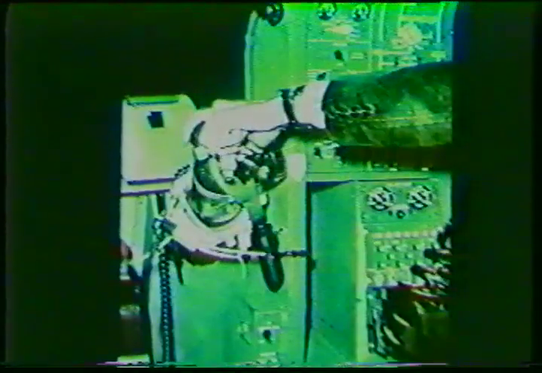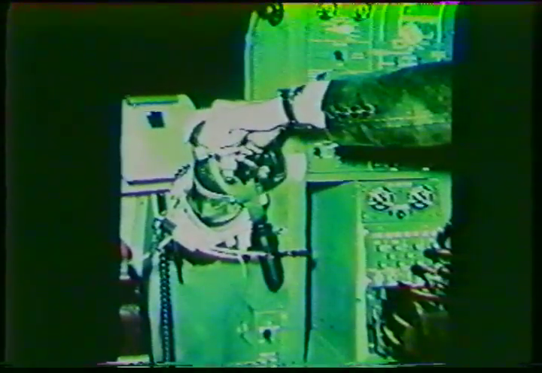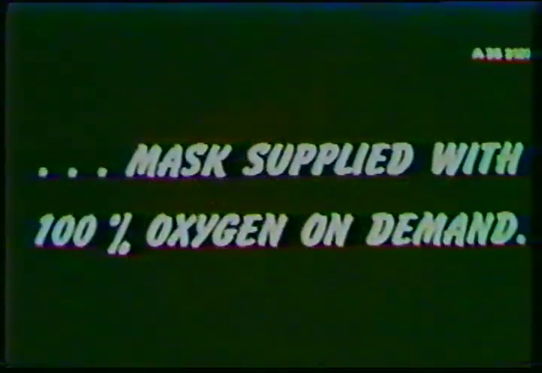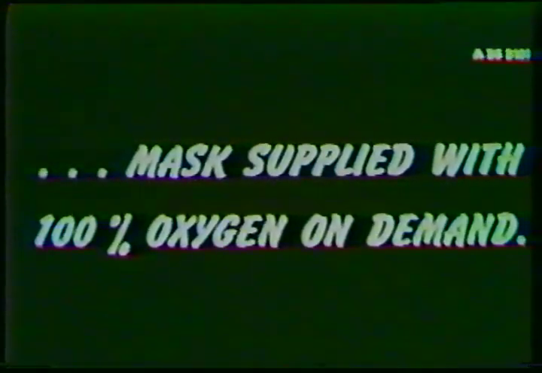Let's look now at the portable oxygen equipment on the left side of the second officer's panel. This portable oxygen equipment consists of a bottle and a full-face mask. Note that the mask is supplied with 100% oxygen. To operate this unit, it is only necessary to open the valve on the top of the bottle. The pressure can be checked on a pressure gauge.